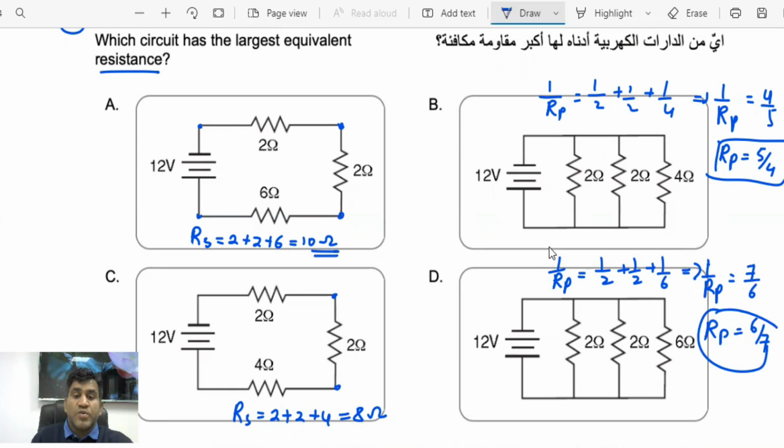So which one is producing the greatest? 10 ohm is the greatest equivalent resistance. We should go with option A.